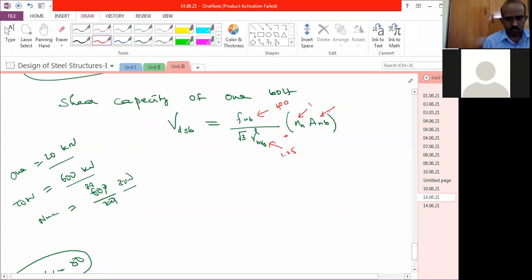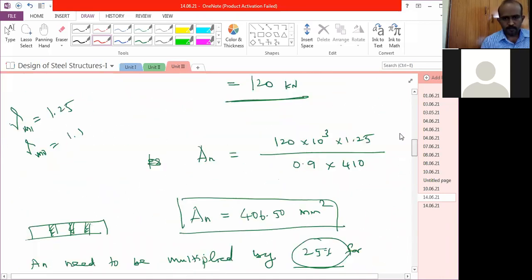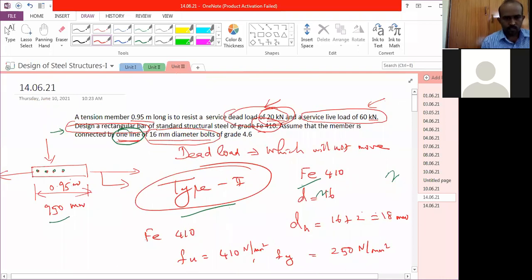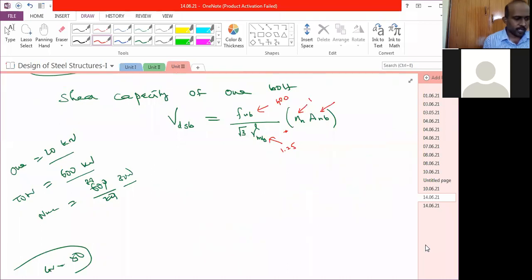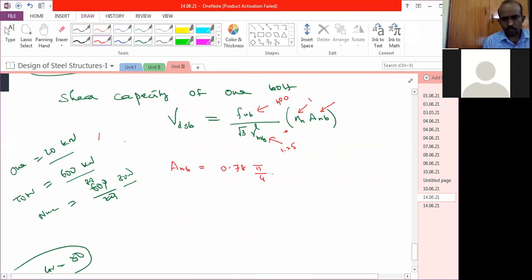And Anb value, how much? What is the diameter of the bolt here? Only one shear will be happening, so nn will become 1. For a 16 mm diameter bolt, what will the Anb value be? Anyone remember? 157, right? Those who do not remember, I will write the equation to calculate Anb: Anb is equal to 0.78 times pi by 4 d squared.